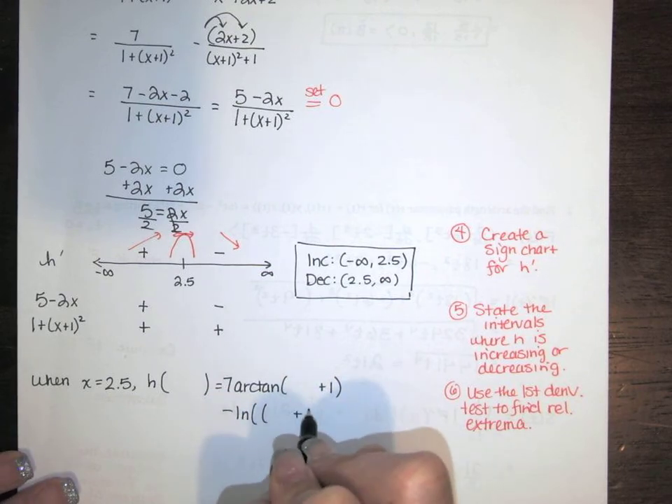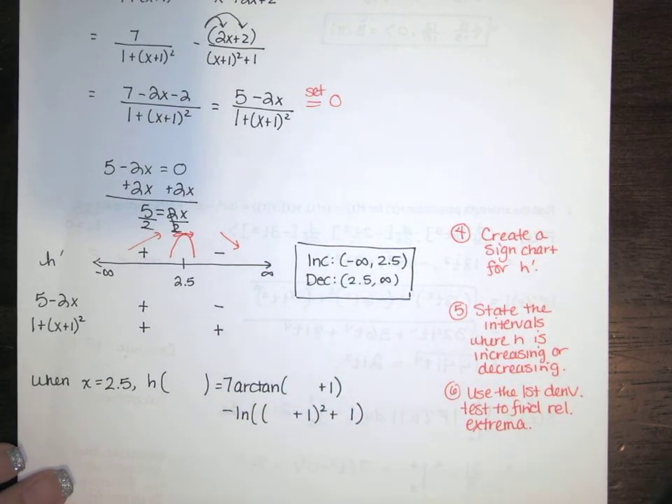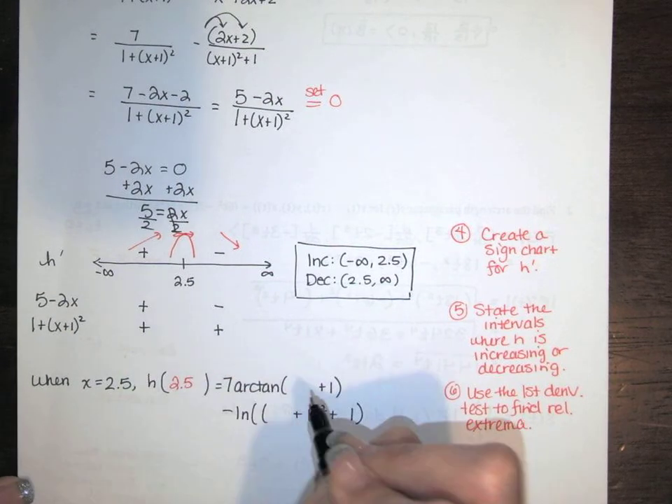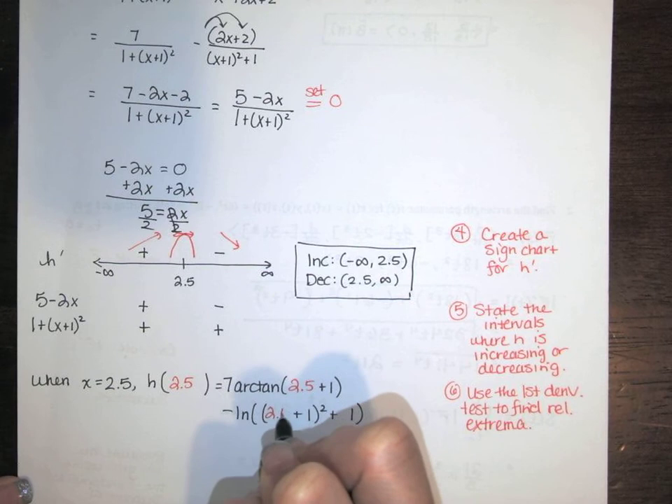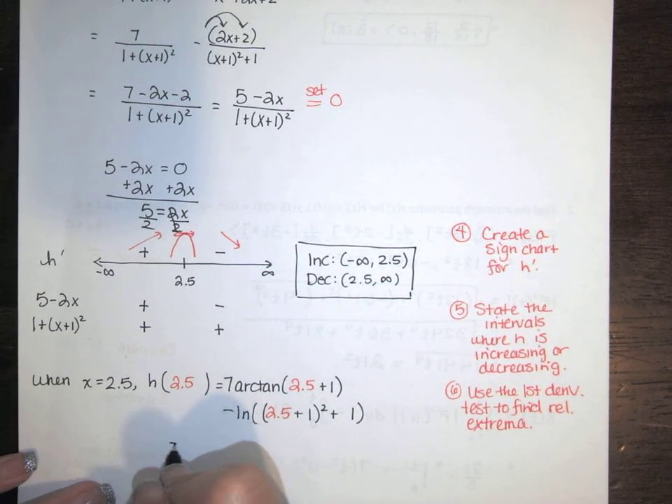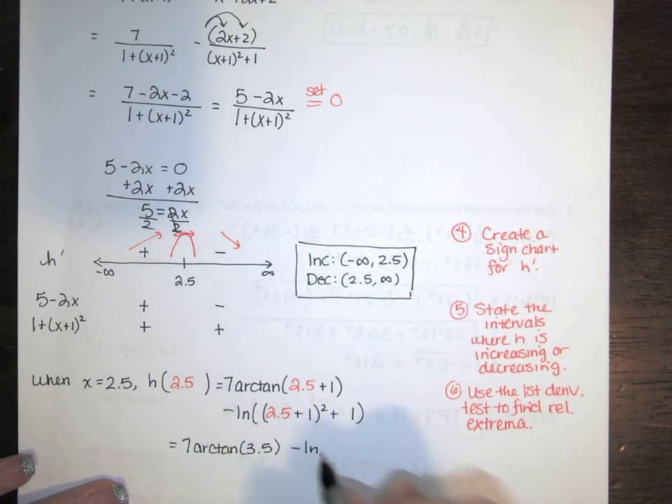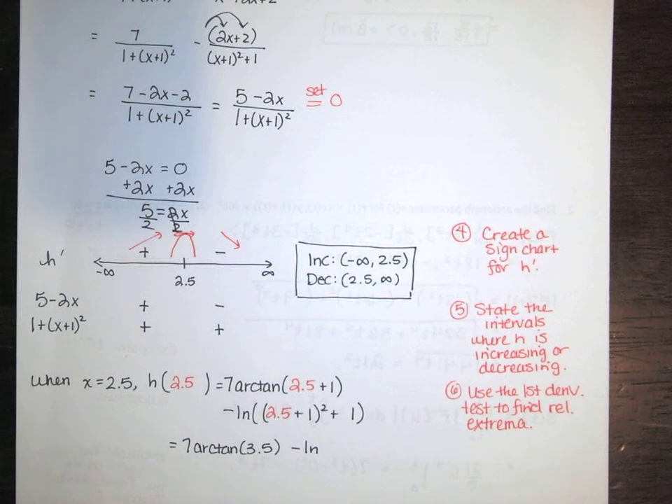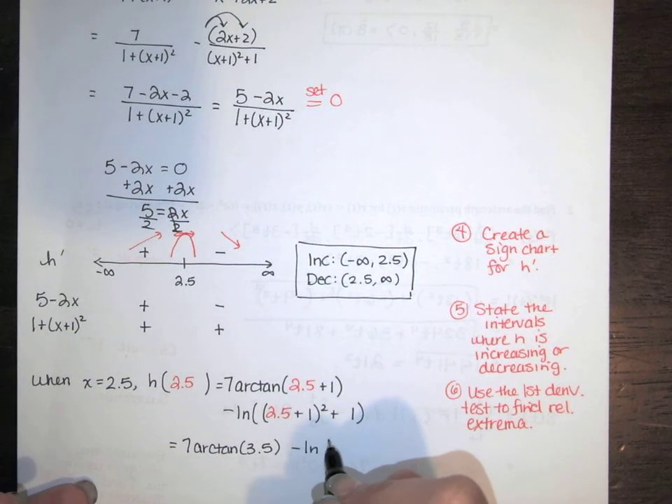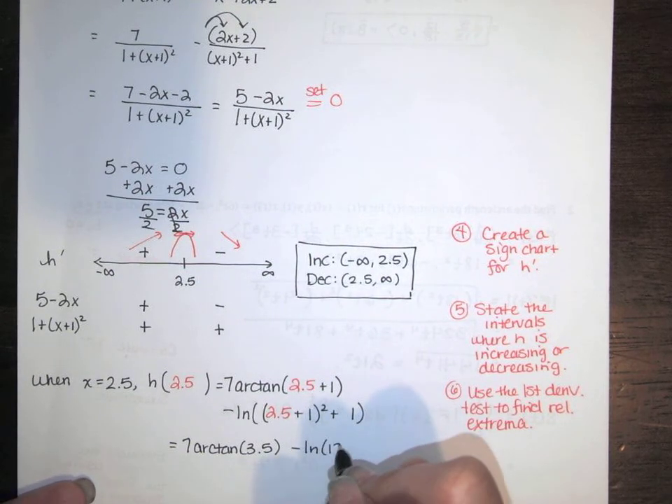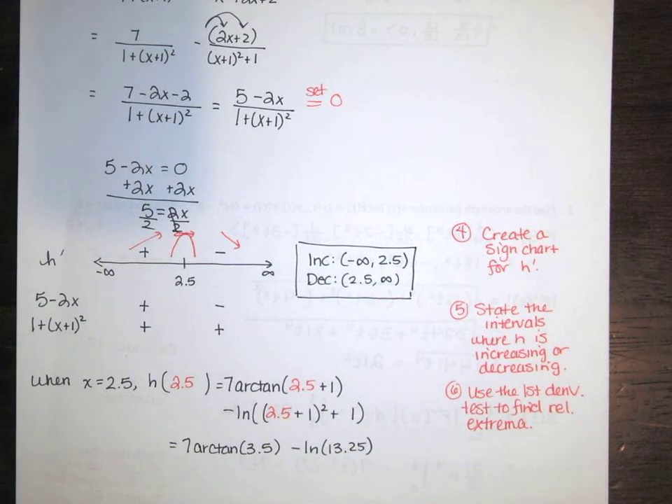And I think I want to use that factored form for the argument. That's the expression inside the natural log. So I replace my x with 2.5. I get all of this. And so we have 7 times arctangent of 3.5 minus all of this. That's natural log of 3.5 squared plus 1. So it ends up being 53 over 4, or 13.25. I used my calculator for the arithmetic.